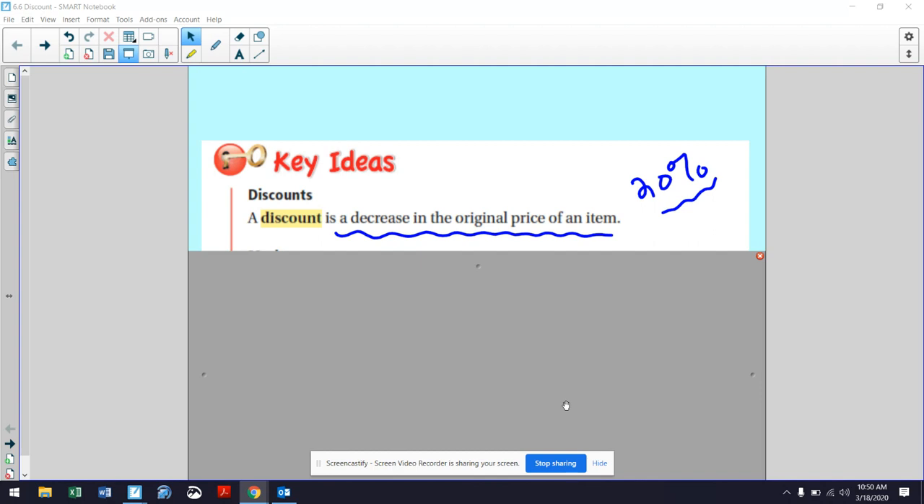So first, let's talk about what a discount actually is. A discount is a decrease in the original price of an item. So when you are buying something that's 20% off, or you get 2 for 1, something like that. Whenever you're paying less than what the original posted price is of something, you're getting it at a discount.